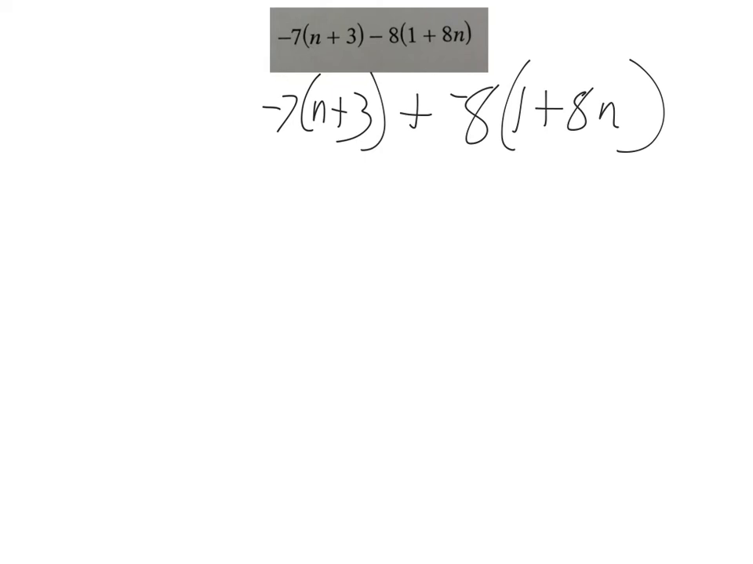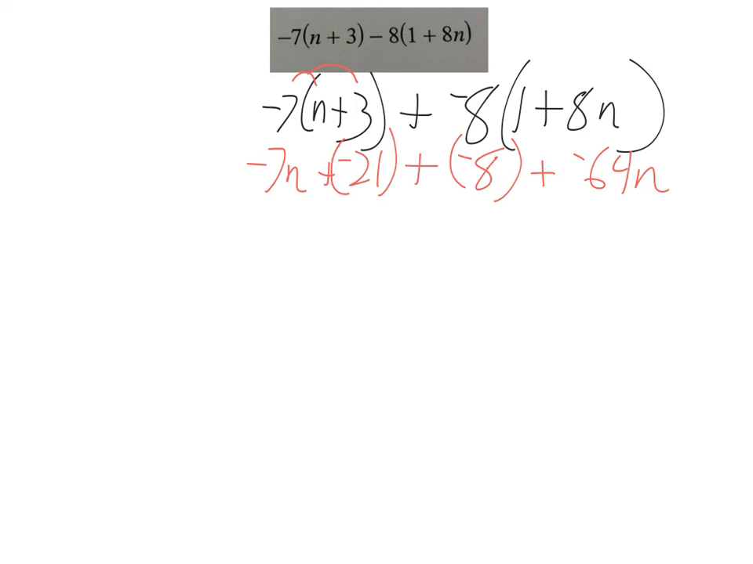Now we can distribute the negative 7 and the negative 8 through their respective parts. So we can do negative 7 times n, negative 7 times a positive 3. All the signs are addition now. Negative 7 times n is going to be negative 7n. Negative 7 times positive 3 is going to be negative 21. Plus negative 8 times 1 is going to be negative 8. I'm going to put parentheses here to indicate that I'm adding negatives. Negative 8 times positive 8n is going to be negative 64n.